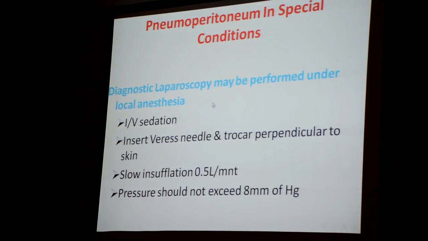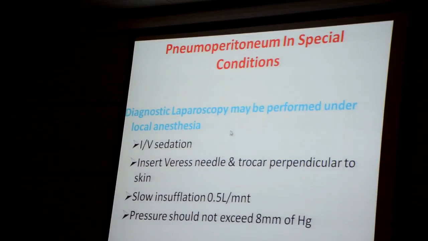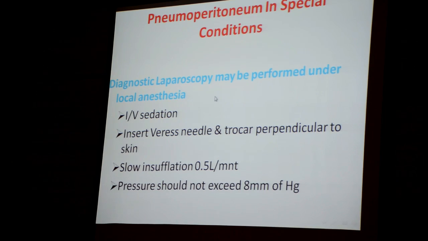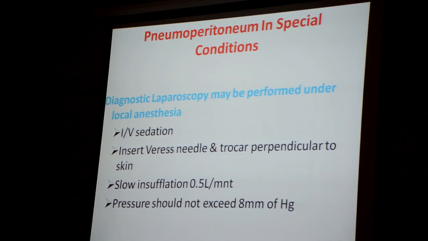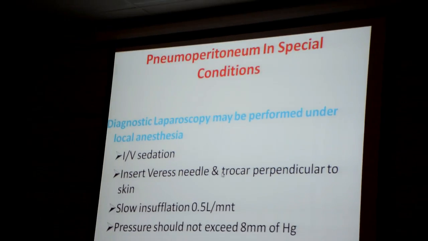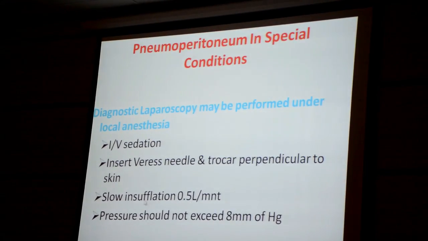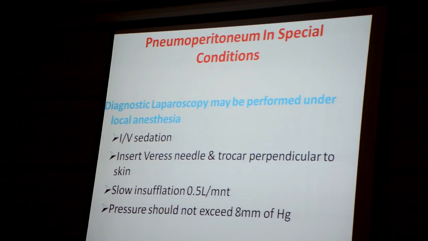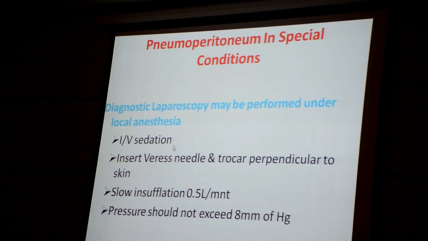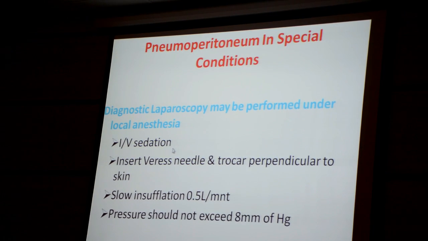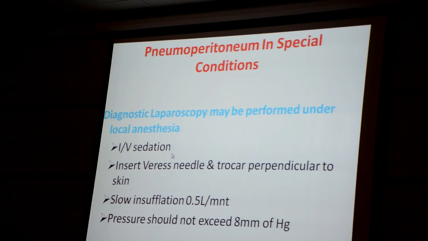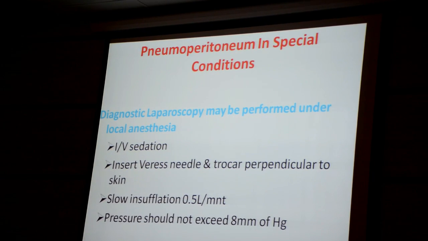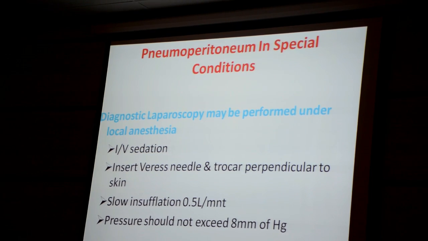In diagnostic laparoscopy, when general anesthesia is contraindicated, we can use sedation and insert a Veress needle and trocar vertical to the skin with slow insufflation, of course. Pressure should not exceed 8 millimeters of mercury. Usually, in general surgery practice, we preset a pressure of 12 millimeters of mercury, and during operation we keep the pressure at 12 millimeters.